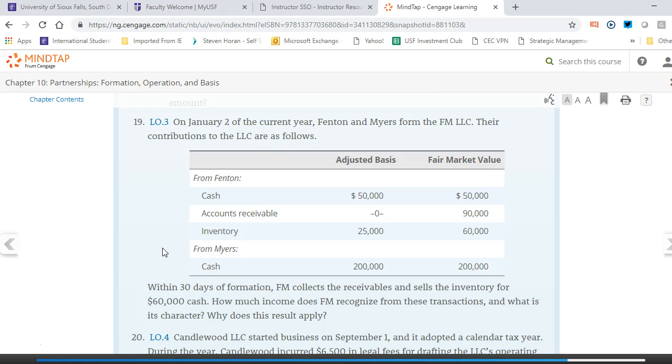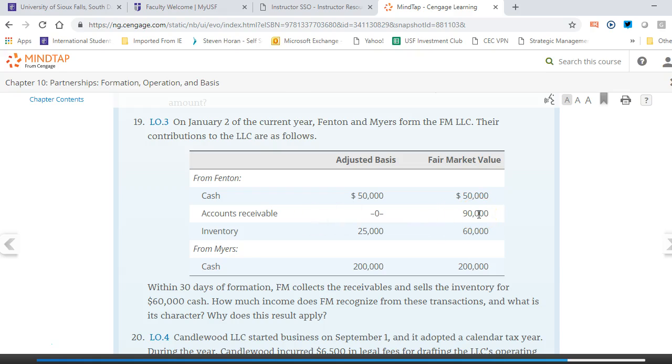And the chapter definitely mentions this. FM recognizes $90,000 of ordinary income because these are receivables and inventory. It wasn't more of a capital asset that was transferred. It was assets that would be just part of the day-to-day operations of the business. So that $90,000 would be ordinary income. As soon as the cash is collected, it's ordinary income.